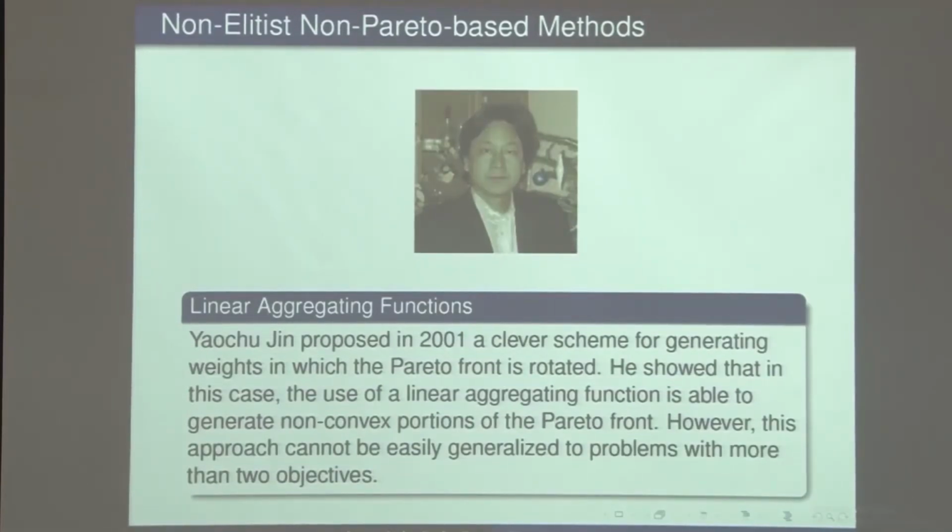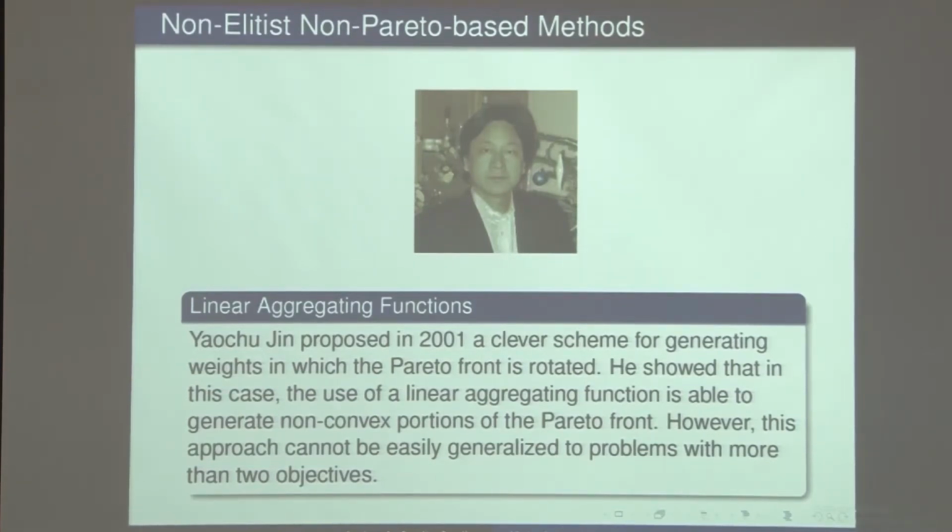Of course, evolutionary computation people are among the most creative people I have met in my life, and I have met many creative people. Some people don't want to accept something that is very evident, very clear. So my good friend, Yao Shujin, who came from fuzzy logic, approached me one day and said, I found a way of producing non-convex portions of the Pareto front using a linear aggregating function.